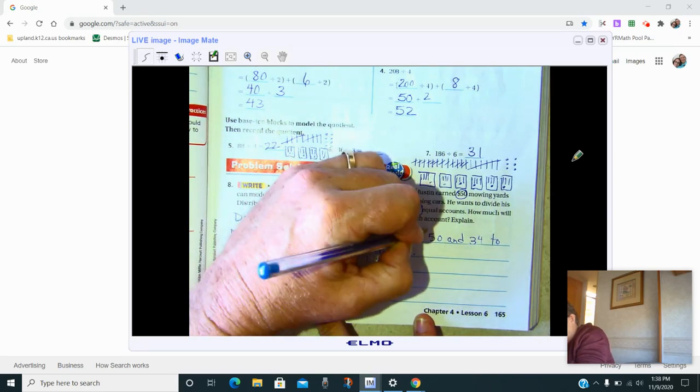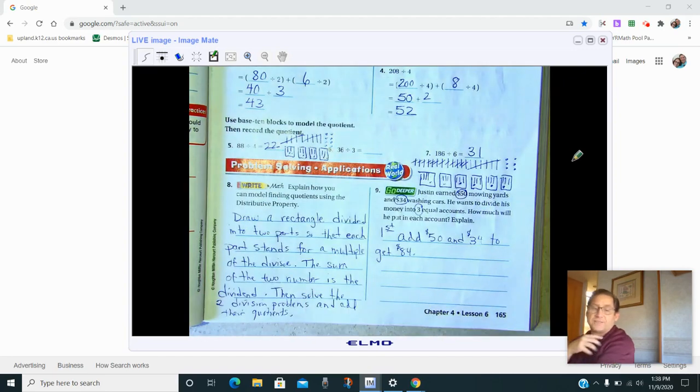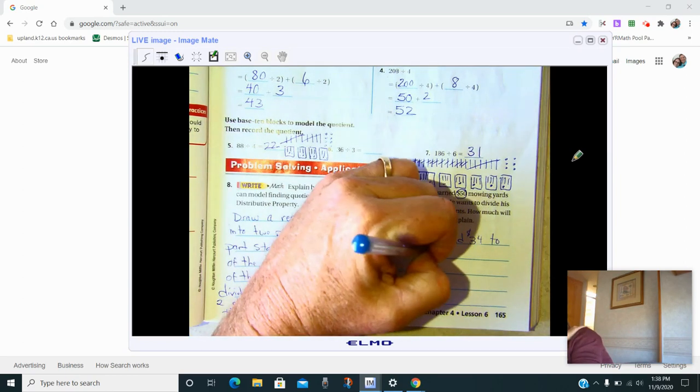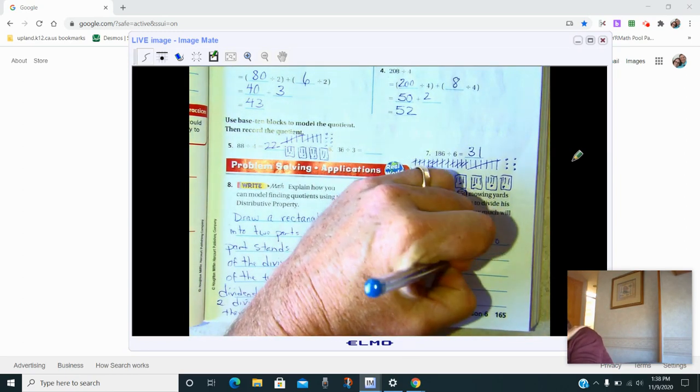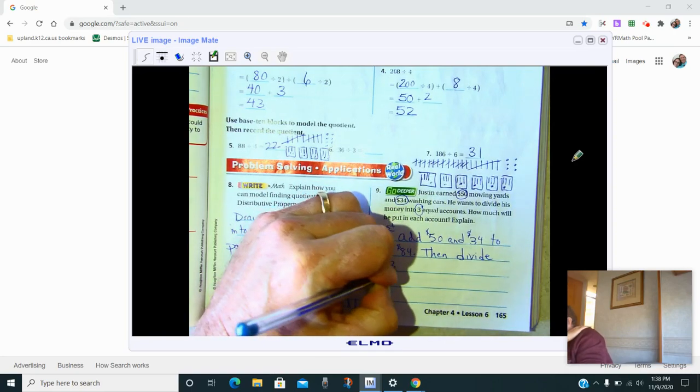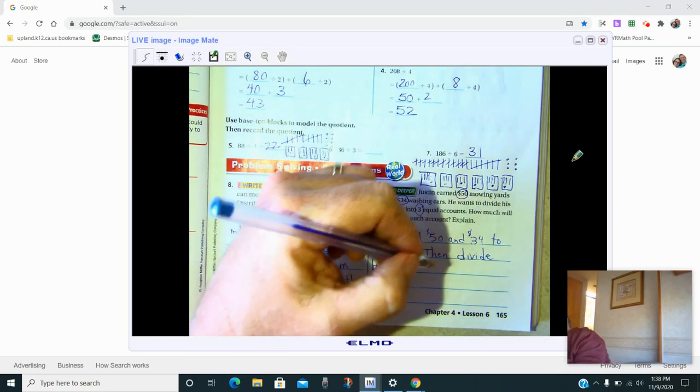All right, so step 1, add 50 and 34 to get 84. 4 plus nothing is 4. 5 plus 3 is 8. So 84. Now we're going to divide that by 3. Two smaller problems could be what?